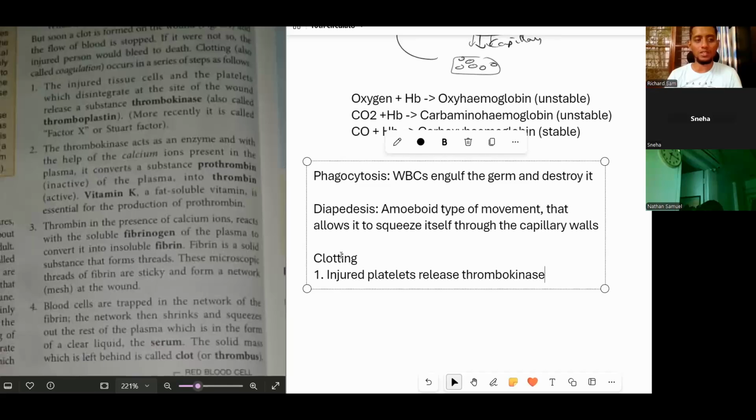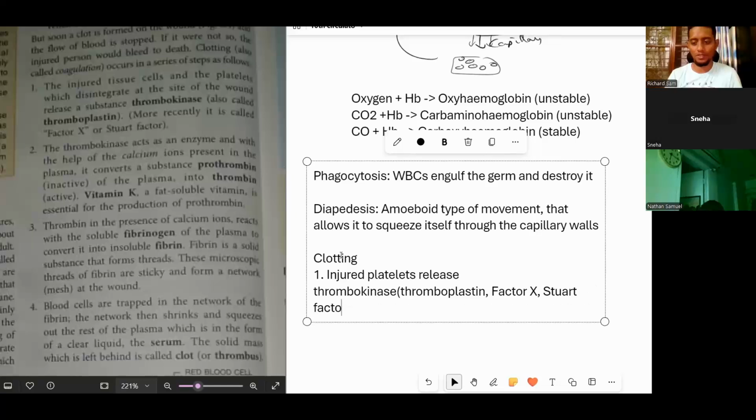Thrombokinase is also called thromboplastin, also called factor X, or Stewart factor. So four names. This substance is released whenever there is an injury. Thromboplastin or thrombokinase joins with calcium and converts a substance, prothrombin, into thrombin. Prothrombin is already present in the plasma of the blood. It's an inactive substance that gets converted into thrombin.